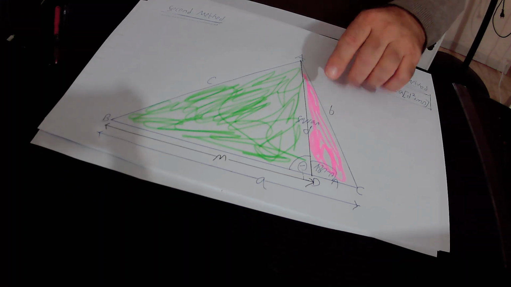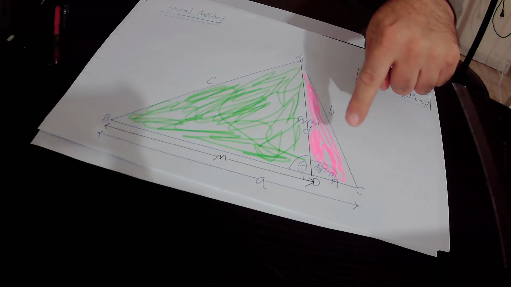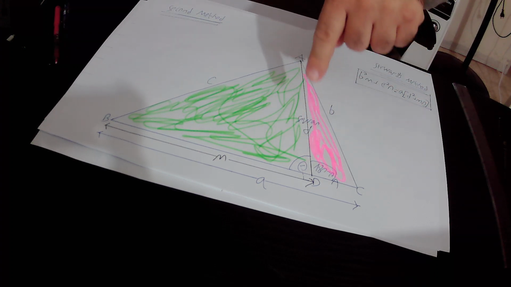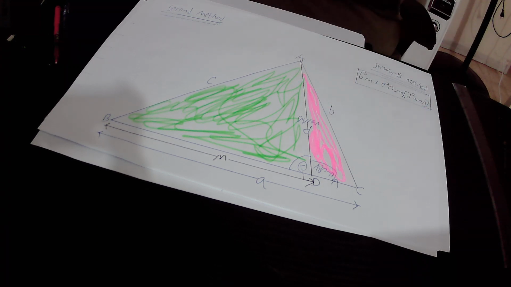Then I presented to you how to prove Stewart's theorem in the second method. In the second method, we defined this angle ADB as theta, therefore the adjacent angle ADC must be equal to 180 degrees minus theta, according to the rule that the sum of the angles on one side of a straight line is equal to 180 degrees.